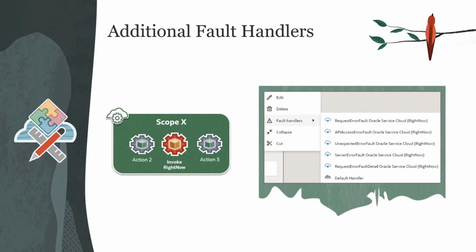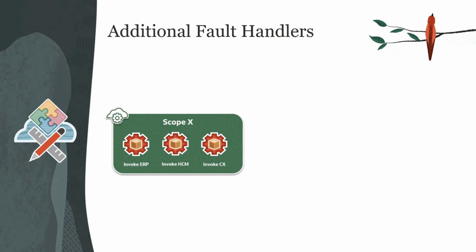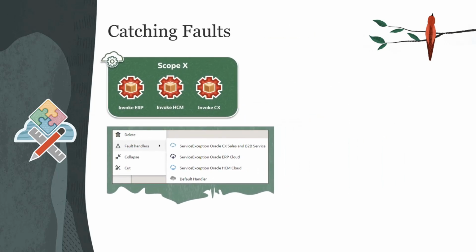Some application adapters, such as Oracle Service Cloud, actually support the handling of more than one additional fault type. If so, you'll see those listed as in this example. Also, if you decide to invoke more than one application within the same scope, you'll have access to all their specific fault handlers, again, in addition to the default handler. Which leads me to the implementation.